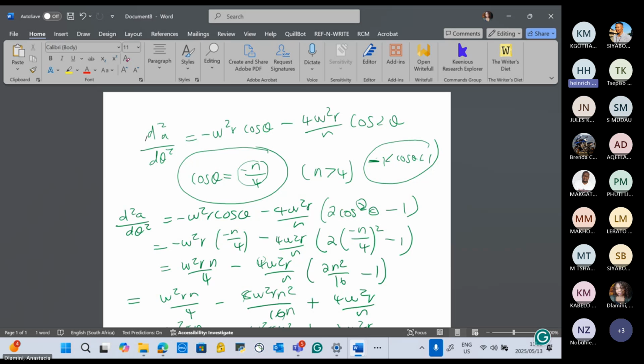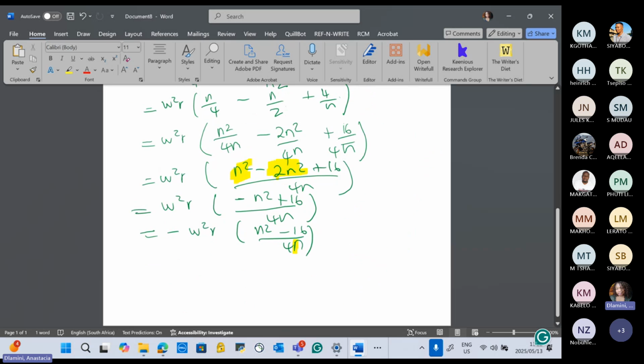We run into a problem, ma'am, because n can only be greater than 4. But if we choose n less than 4, we do get values. Now, since we get values, if we substitute into this expression and choose n less than 4, would this expression be negative or positive?